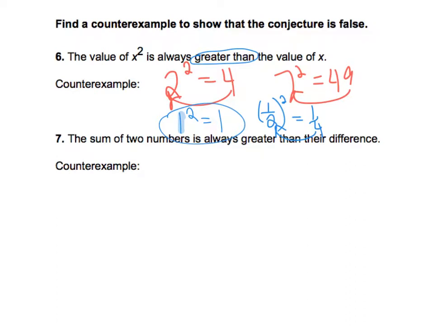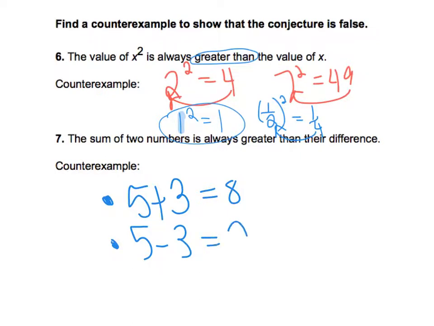And then the last one, the sum of 2 numbers is always greater than their difference. That's like saying 5 plus 3 equals 8, and 5 minus 3. This is the sum, this is the difference. Is there any time when this would not be true, where this is not greater than that? So again, think positives, negatives, fractions, decimals, all of that kind of stuff.